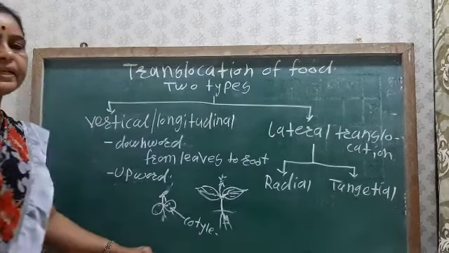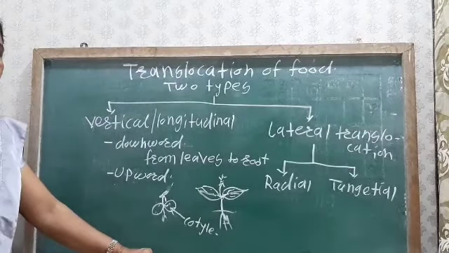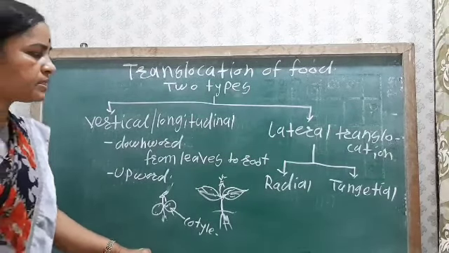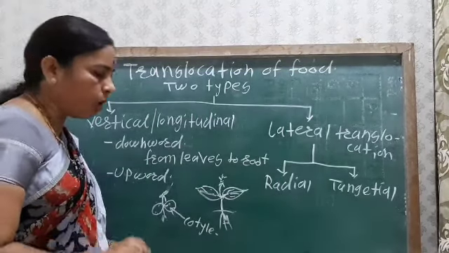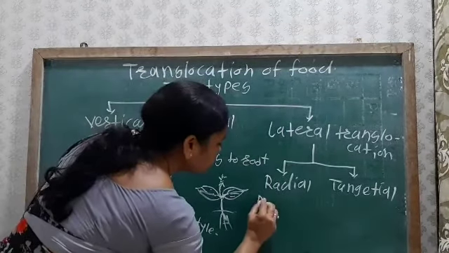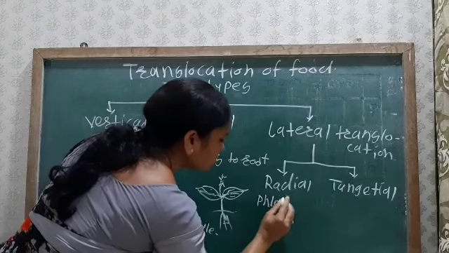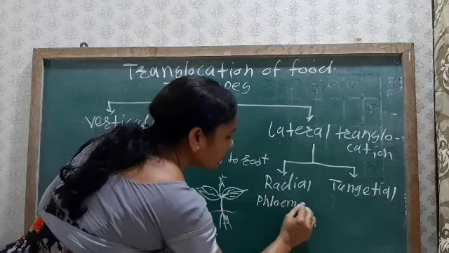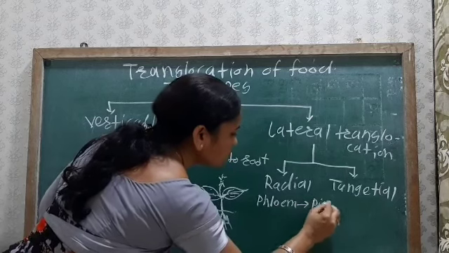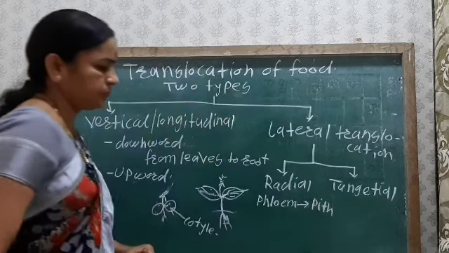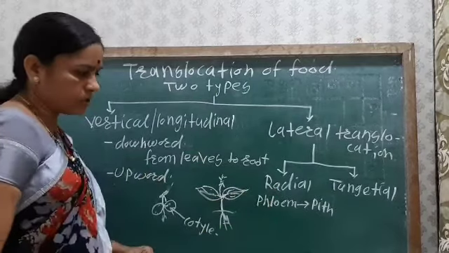So what is meant by the radial? That is, if the food material is transported in the stem from the phloem to the pith, it is known as the radial translocation.